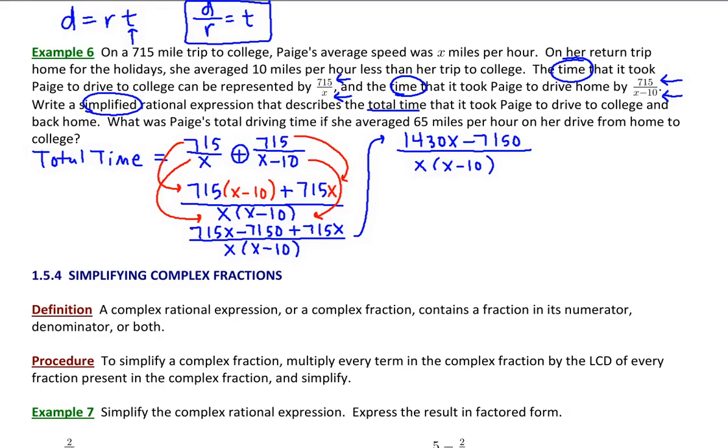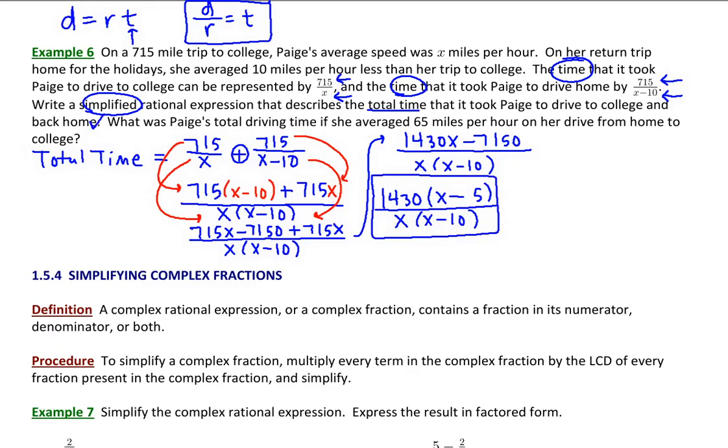Now I know the numbers are a little bit bigger, but it turns out that 1,430 is the greatest common factor. So if I take that out of the first term, that's going to leave an x behind, and 7,150 divided by 1,430 gives me 5. Now in the factored form, I can tell there's no common factors between the numerator and the denominator, so we have our simplified rational expression. So we got that first task taken care of.